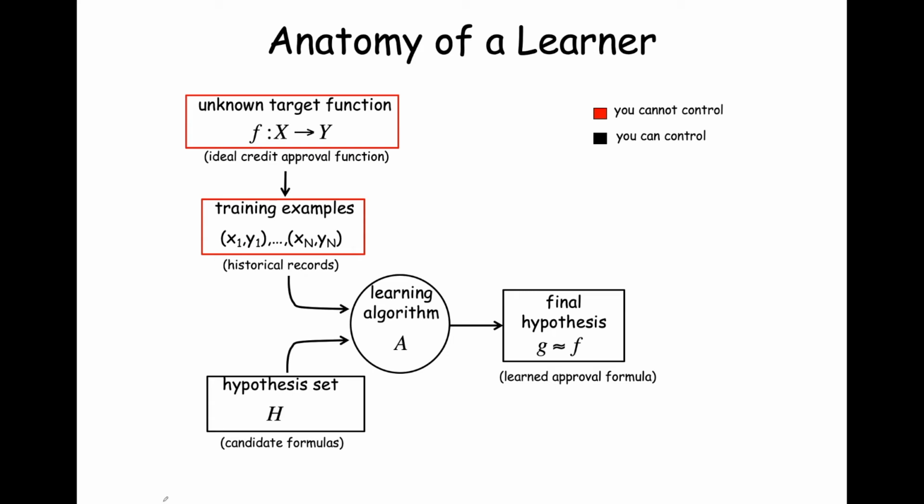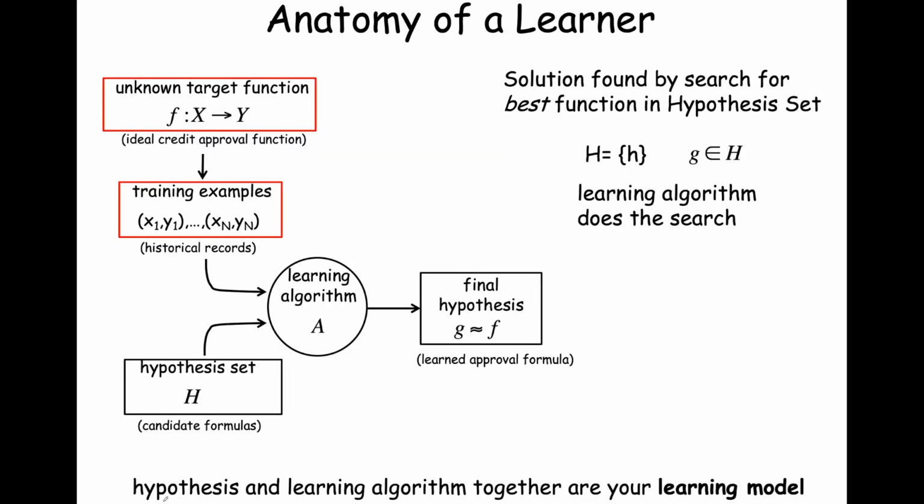And we also have a learning algorithm, and that learning algorithm's job is to guide a search through the hypothesis set, looking for that hypothesis that most closely mimics the labeling action of this unknown target function. And that is your learned credit approval formula, and we call that the final best hypothesis, G. So G is going to approximate F, this unknown target function. Now, of course, the solution is found by search, and so we're searching so-called candidate hypotheses within the space of your hypothesis set that best approximates your target function.